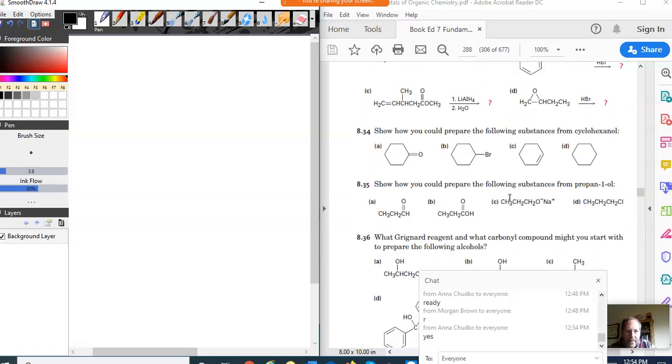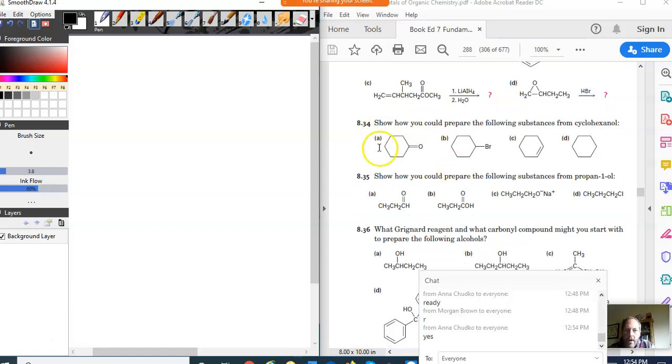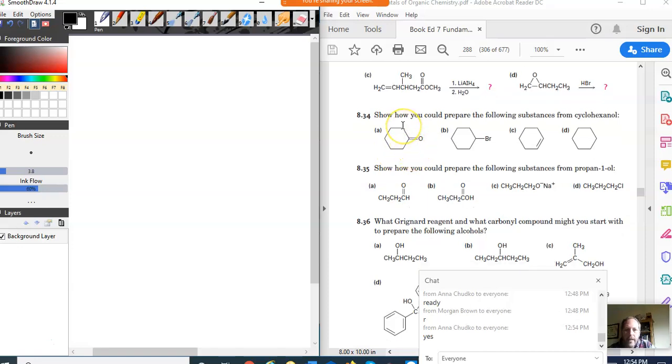So let's do some synthesis. Let's do 34 and 35, since there are lots of good synthesis problems. Problem 34 is: show how you would prepare the following substances starting with cyclohexanol. Show me how to synthesize these compounds.